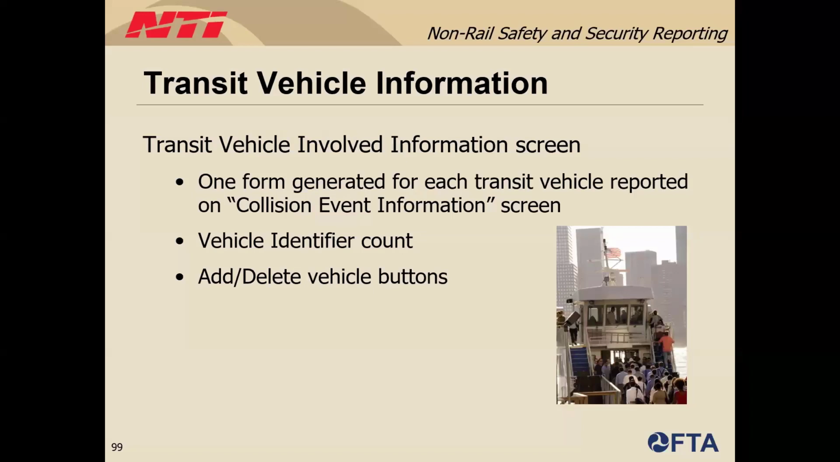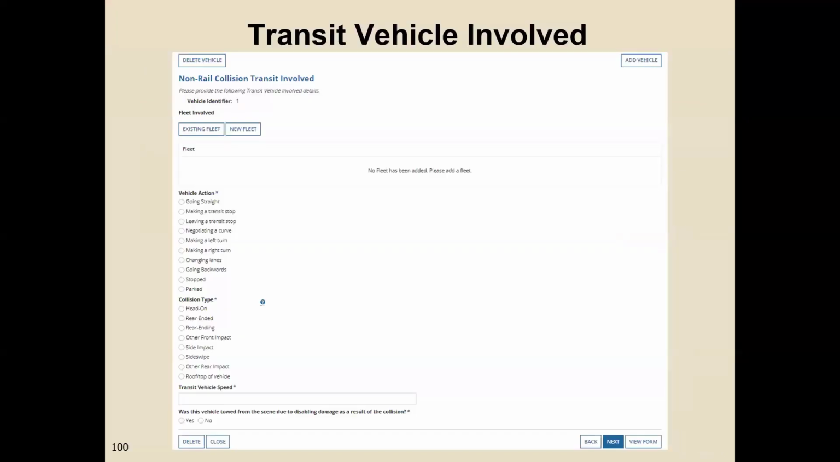The next screen to be presented collects information about transit vehicles involved. One screen will appear for each transit vehicle involved. The form includes an identifier count and buttons for increasing or decreasing the number of vehicles. This is a screenshot of the transit vehicle involved screen for non-rail collision reporting. This form now has a tooltip adjacent to the collision type field, which will show the image shown on slide 106 coming up.